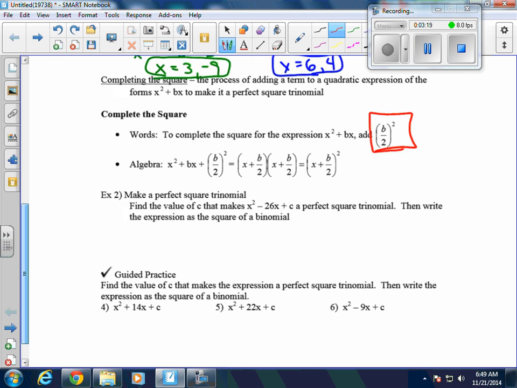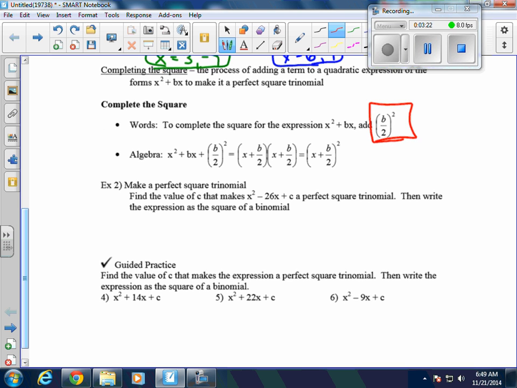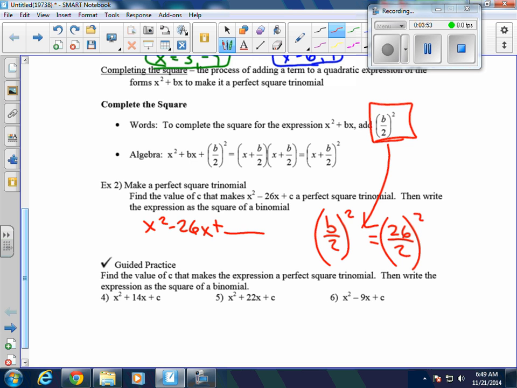When we look at example 2, they're going to ask us to make this a perfect square trinomial. We have x squared minus 26x plus, and we want to figure out what that number is, what c has to be, to make this a perfect square trinomial. We're going to take b over 2 and square it. In this case, b is negative 26. The sign really doesn't matter because when we square it, it'll become positive anyhow. So we're going to go 26 over 2 squared. 26 over 2 is 13. We have 13 squared, which is 169.